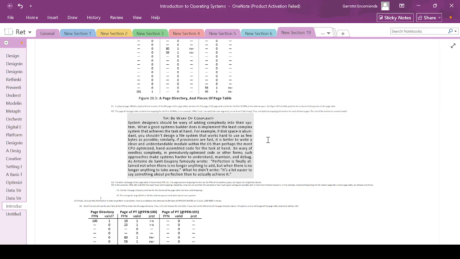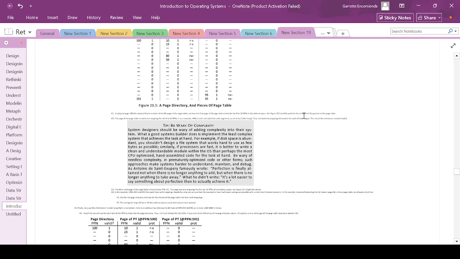In prematurely optimized code or other forms, such approaches make systems harder to understand, maintain, and debug. As Antoine de Saint-Exupéry famously wrote, perfection is finally attained not when there is no longer anything to add, but when there is no longer anything to take away. What he didn't write is that it's a lot easier to say something about perfection than to actually achieve it.